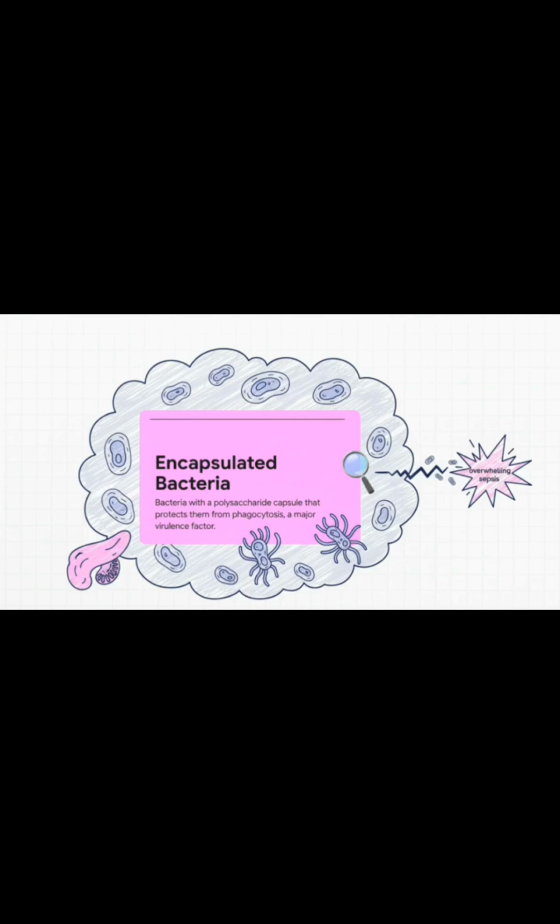This polysaccharide coat is basically an invisibility cloak that helps bacteria evade our immune system. So what happens if a patient doesn't have a spleen, the main organ that filters these bugs out of the blood? Well, they're at a huge risk for overwhelming sepsis. This is a critical clinical link you have to know.